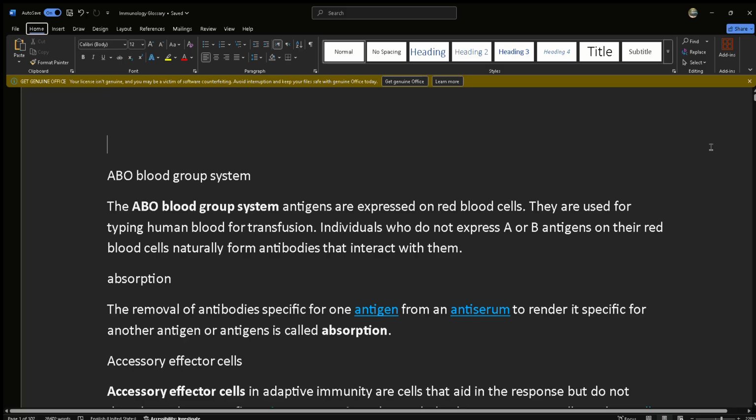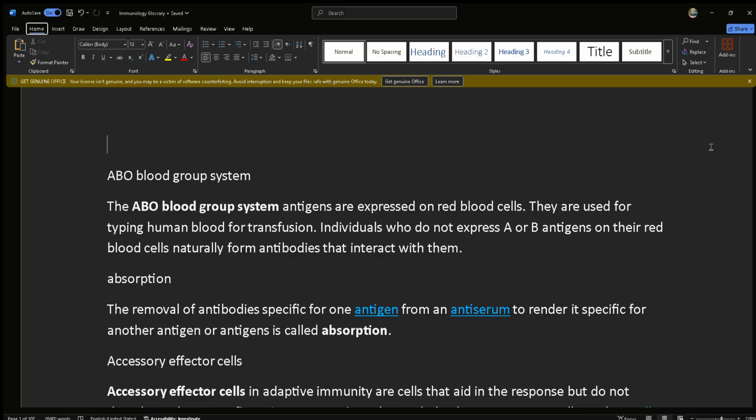Today we will just go through some terms related with immunology. For example, the first in the dictionary is ABO blood group system. We know there are two basic systems of blood grouping, that is Rh positive or negative and ABO blood group system. In the ABO blood group system, there are basically four types of blood groups.